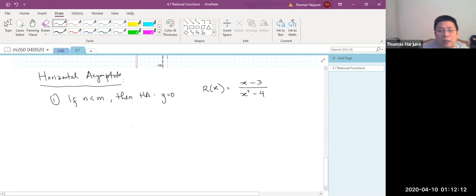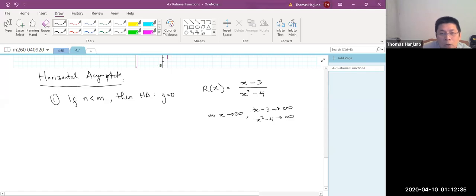Notice that as x goes to infinity, x minus 3 will go to infinity, right? But likewise, x squared minus 4 will also go to infinity. Agree?